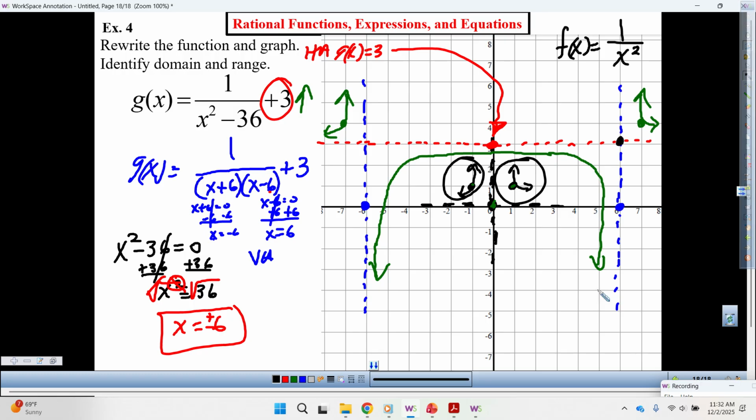Huh? Which one? I'm sorry? Oh, it's just to fill in the space. For right now, you don't need any points. I just wanted to show you what it looks like.